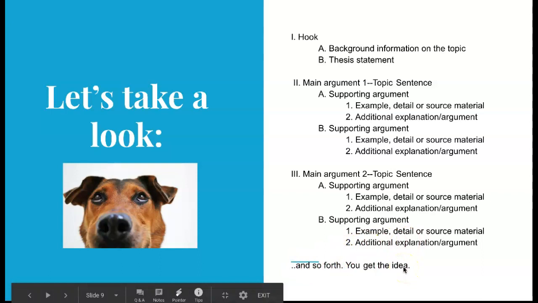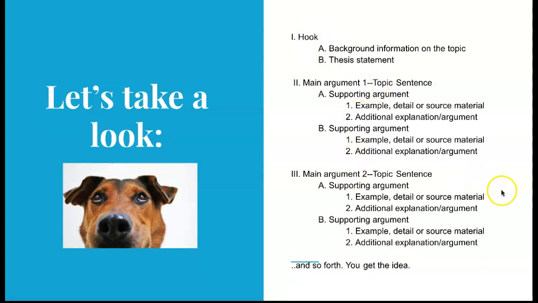You get the idea. As long as you've covered intro, 1, 2, and then a third body paragraph, the counterargument and rebuttal, and a conclusion, you're good to go. That whole structure is available to you in Canvas within the assignment.